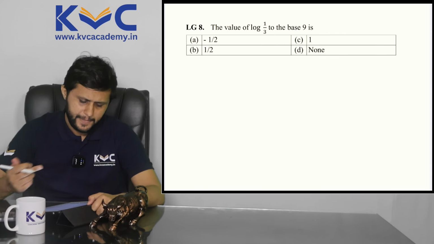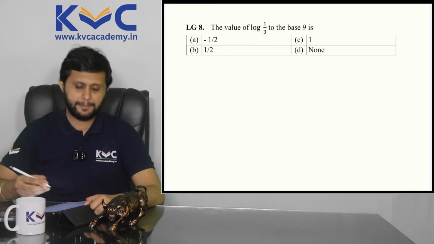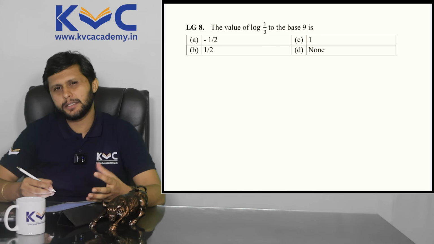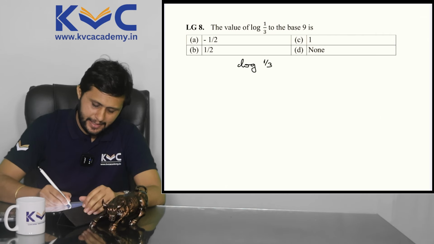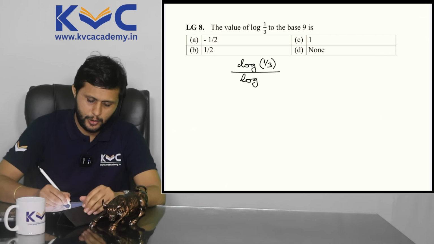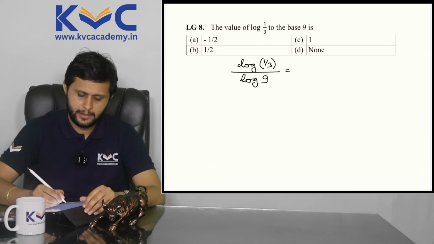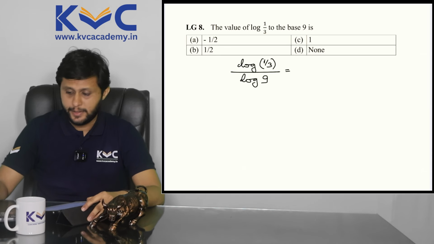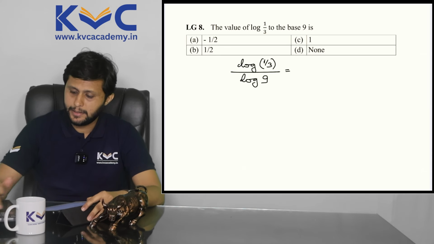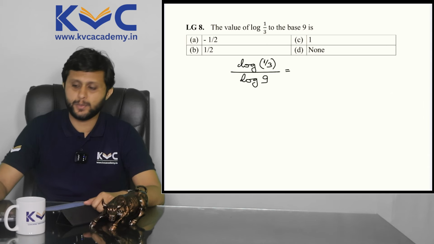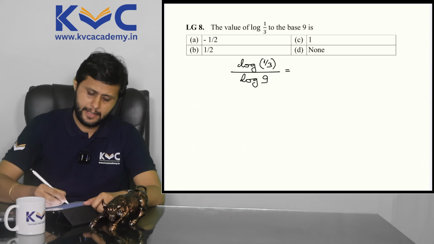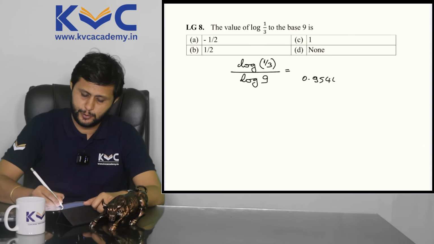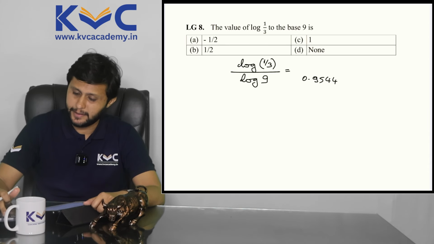Moving on. Question number 8. Value of log 1 by 3 to base 9. What changes? Nothing changes for us. We will use the same method. So we have log 1 by 3 in the numerator divided by log 9. In your calculator, start from the denominator. Square root of 9, square root 13 times, minus 1, into 3.5508. I'll write down 0.9544. Okay, keep it in memory.